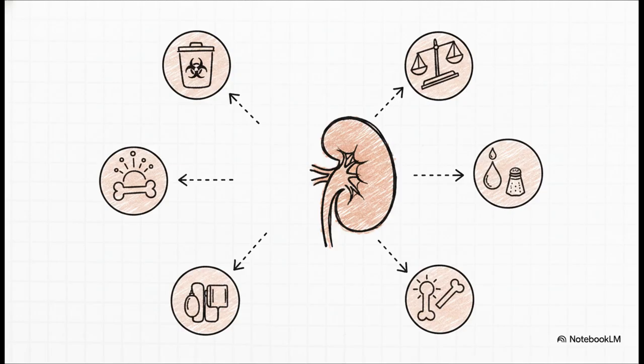And on top of all that, they actually act as endocrine glands. They secrete renin to regulate blood pressure, erythropoietin to stimulate red blood cell production in the bone marrow, and they synthesize vitamin D so we can actually absorb calcium.